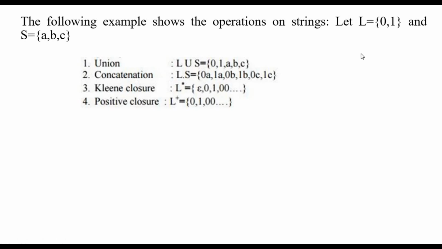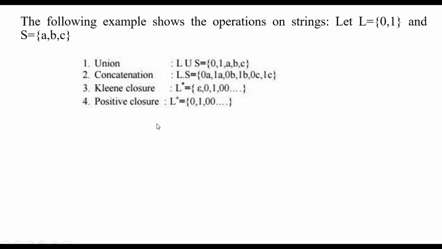Concatenation: the set of strings from one set concatenated with another set. So L concatenate S gives 0A, 1A, 0B, 1B, 0C, 1C. Each and every element of the first set is concatenated with each and every element of the second set.